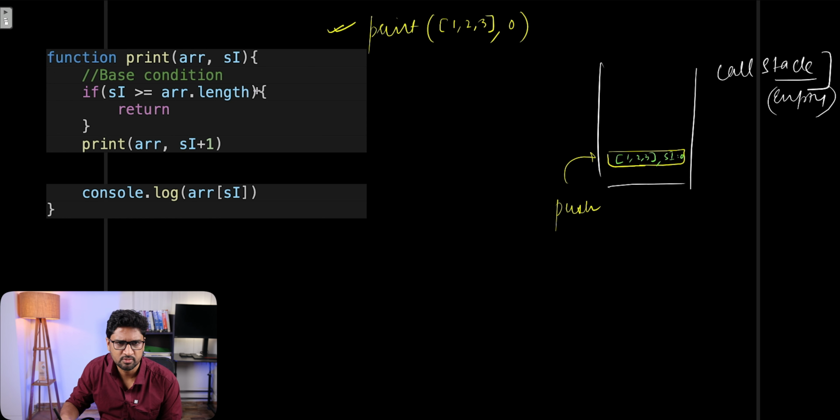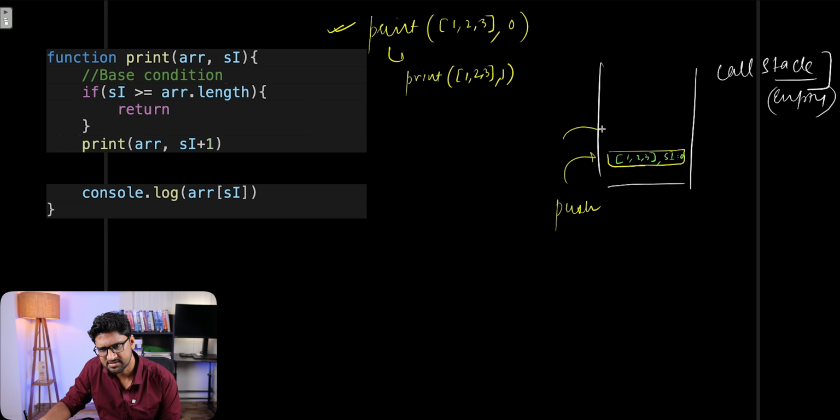From here, when you go and do this, the value is equal to 0 and this value is equal to 3, so the base condition does not hold, and you come here. So again, this function is called recursively a second time, print 1, 2, 3, and the value is equal to 1.